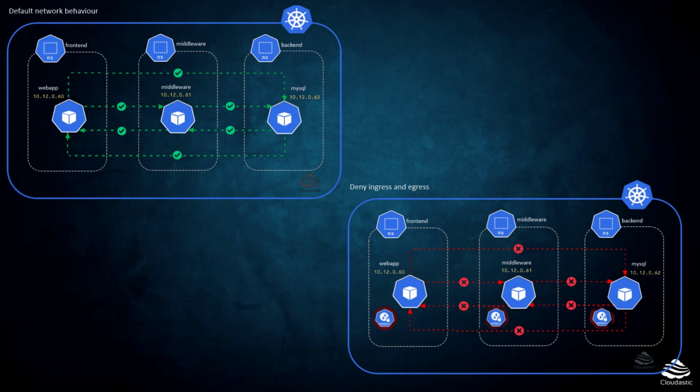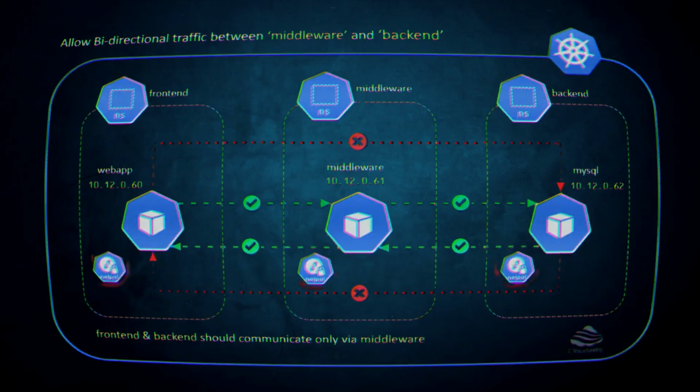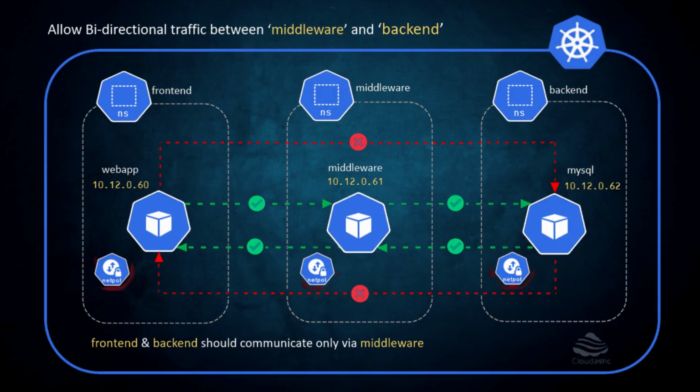In our next section, we'll selectively open up access so the traffic flows only where it is supposed to, from front-end to middleware and middleware to backend namespace. Under no circumstances should front-end communicate directly with the backend namespace.